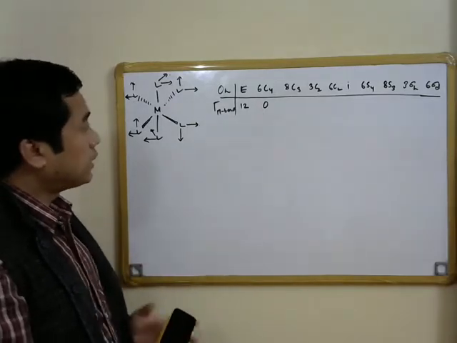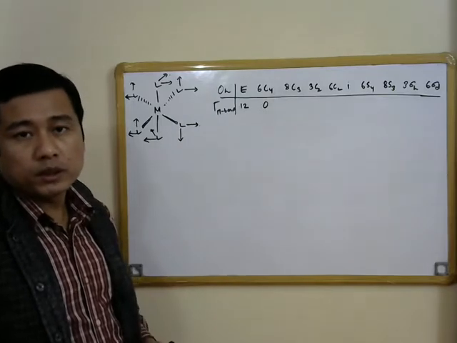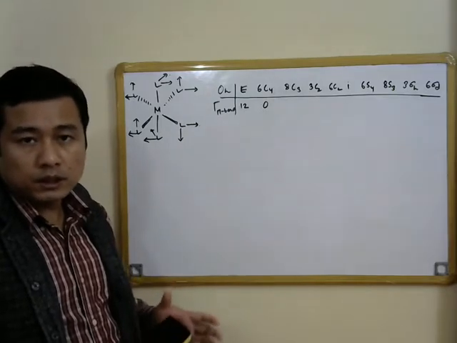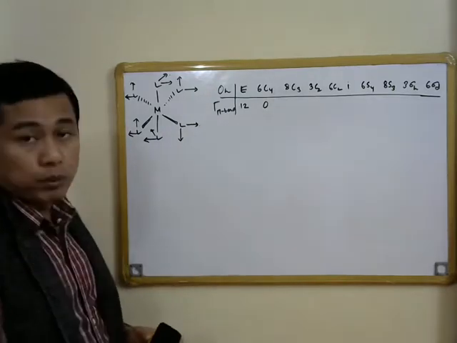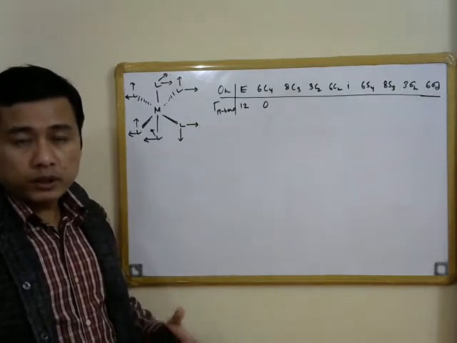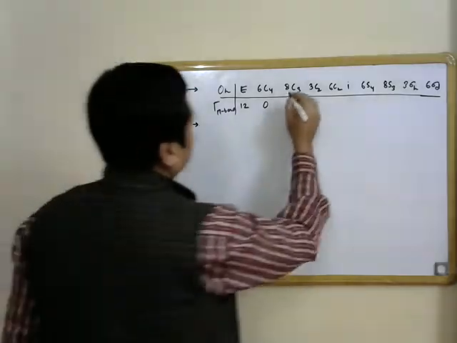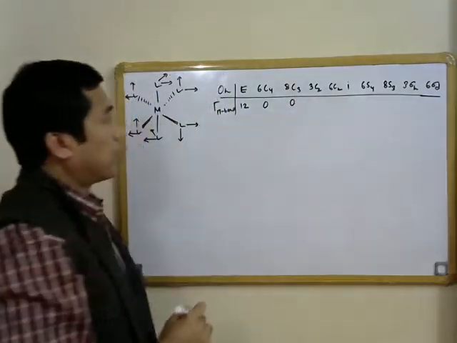Then we have the C3 operation, and we know that when we do the C3 operation, the C3 axis does not pass through any of these M-L bonds, and that is why all the bond vectors are going to change position. So all of them are going to contribute 0 towards the character.